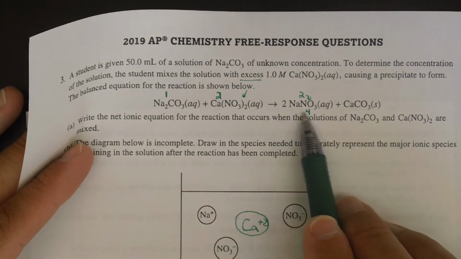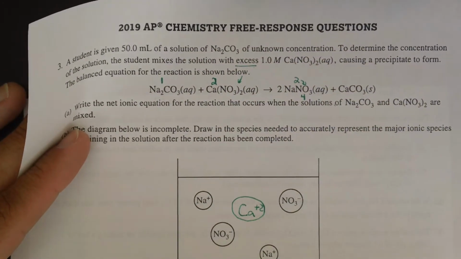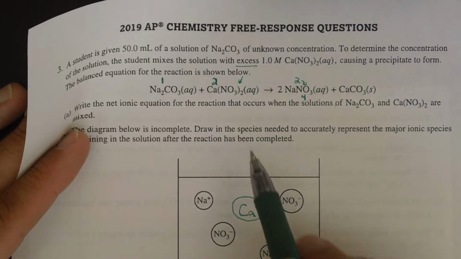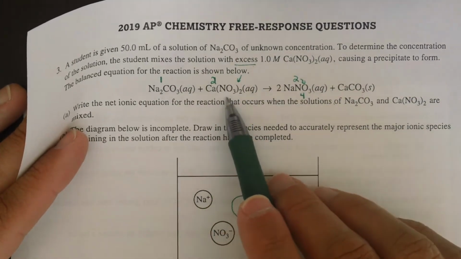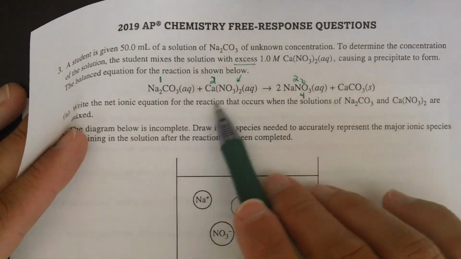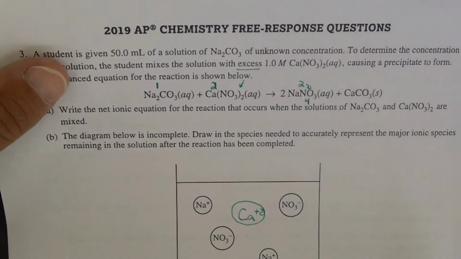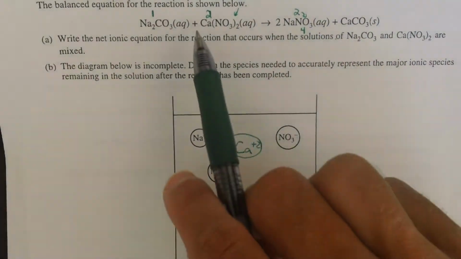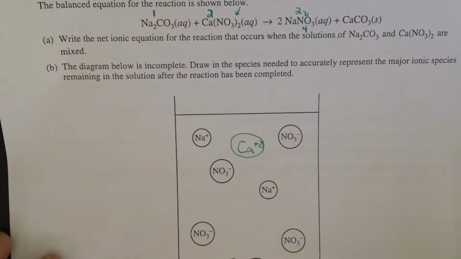It would produce 2 sodiums and 2 nitrates in solution. We had 2 extra nitrates. Where did those extra nitrates come from? They came from having 1 more calcium nitrate than we needed. And really we're talking in moles, right? 1 more mole of calcium nitrate than we needed.